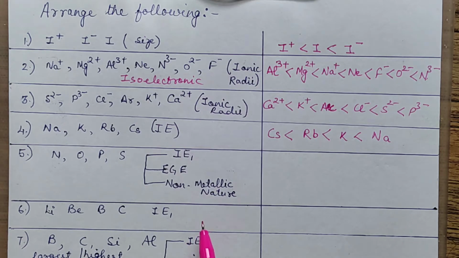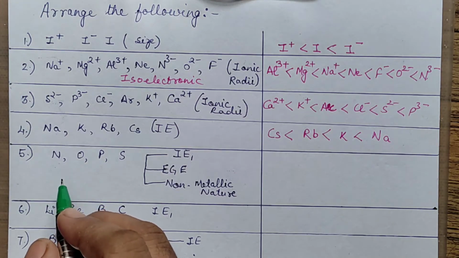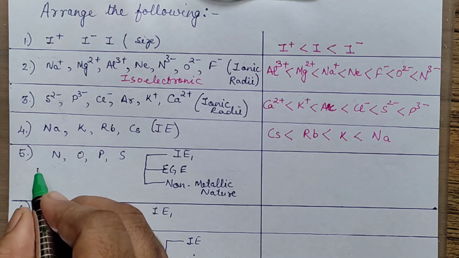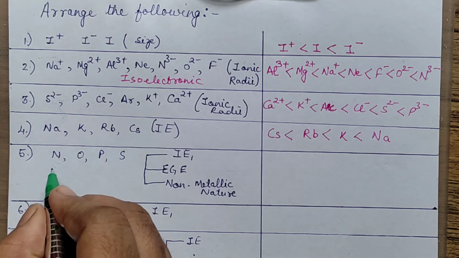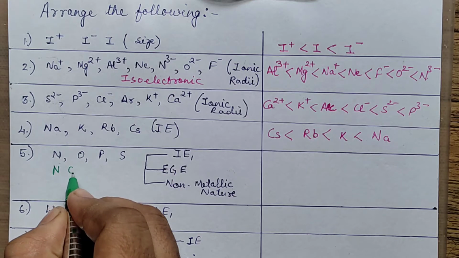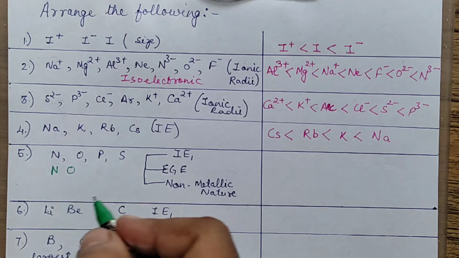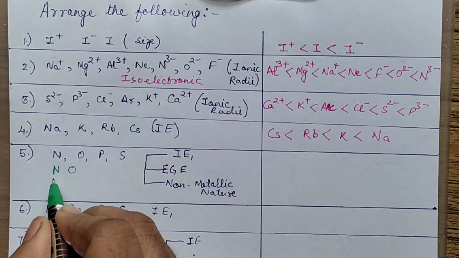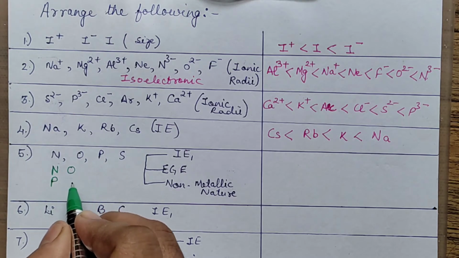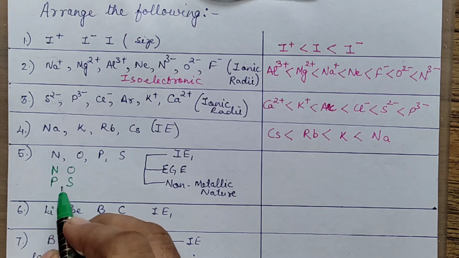Right? The next one. Some set they have given: N, P, O, S. First let us see, are they in the same group or in the same period? They are not in the same group or period. So it's like that. B, C, N. N is here. Then you have O. I'm just writing the positions, how they will be placed. Below nitrogen you have phosphorus and after this you will have sulfur. This is how they are placed.